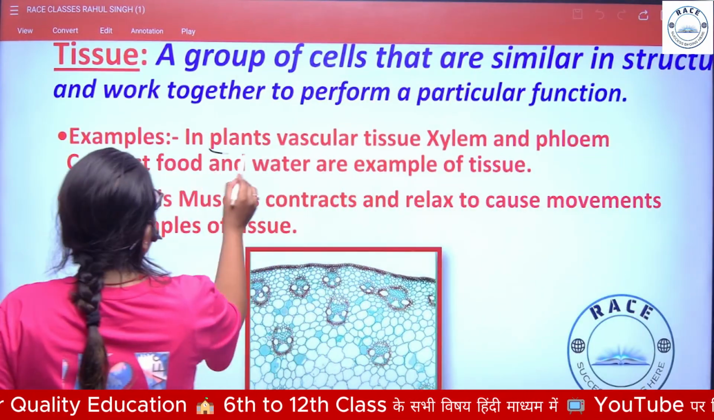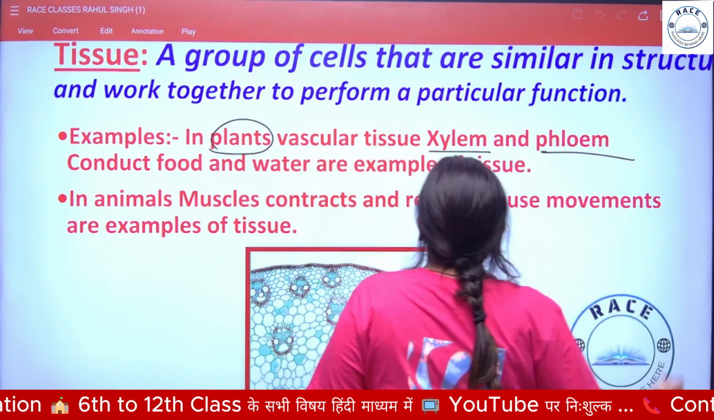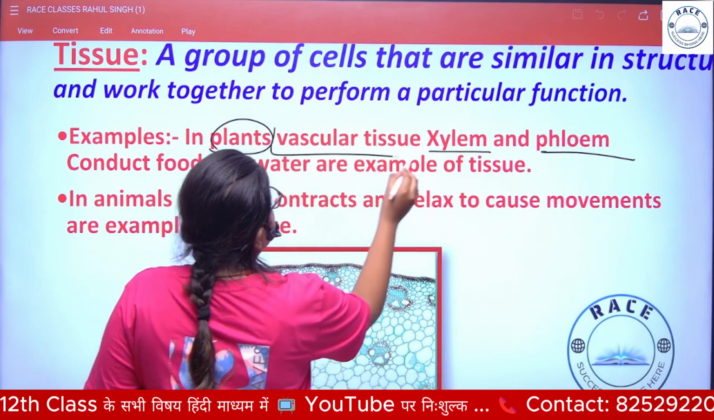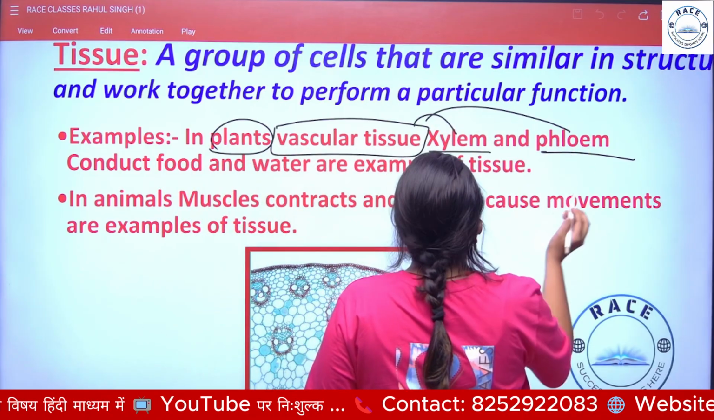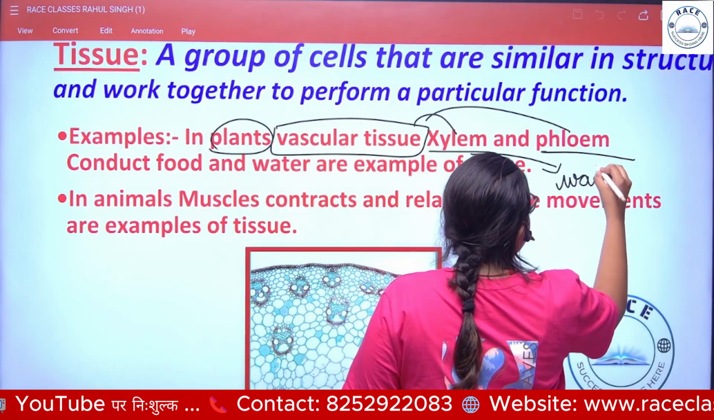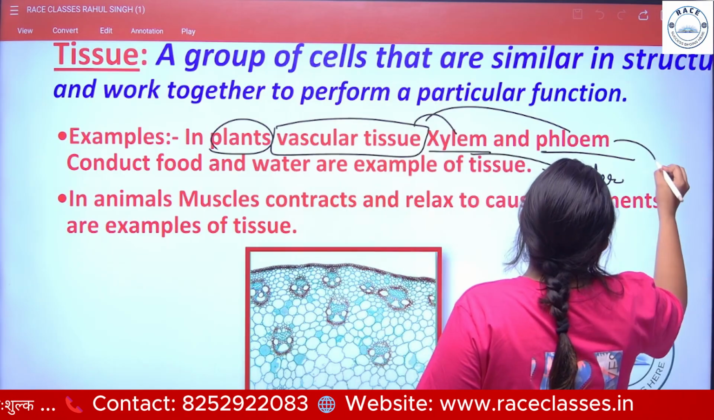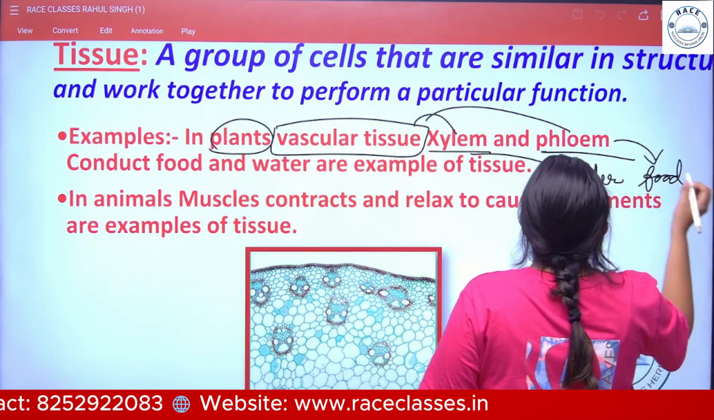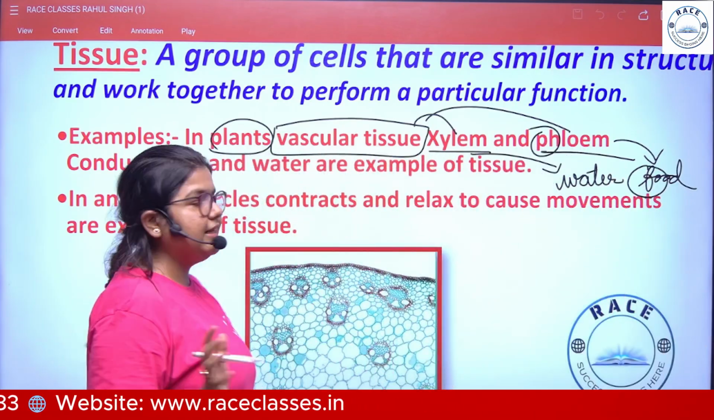Now, what are the examples of tissues? When we talk about plants, we have xylem and phloem. These are the examples of vascular tissue. Okay? Vascular tissue has two components, xylem and phloem. When we talk about xylem, it helps in the conduction of water. When we talk about phloem, it helps in the conduction of food. Phloem, F for food. You can remember it like that.